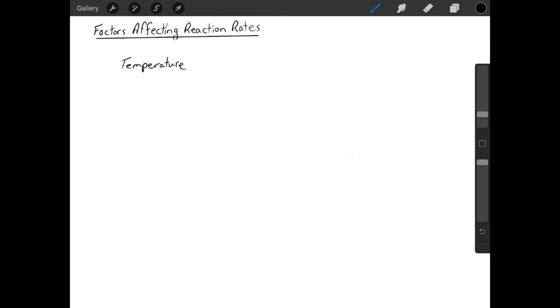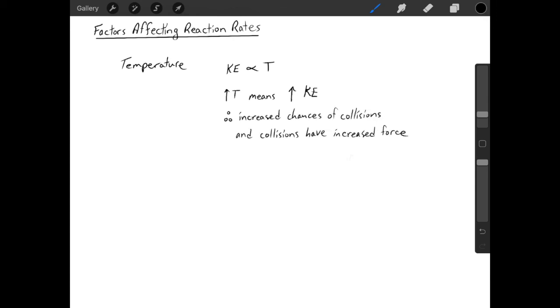Remember from learning about gases that the average particle kinetic energy is going to be directly proportional to temperature. A higher temperature means a higher average kinetic energy, which means that the particles are going to be colliding both with more force and likely more frequently, and therefore they're more likely to react. And because of this, an increase in temperature corresponds to an increase in rate.